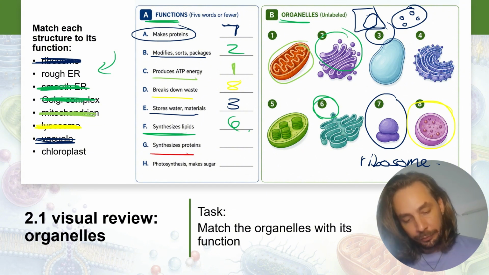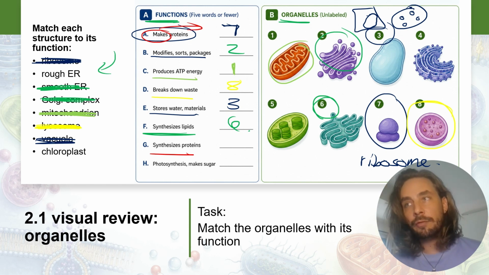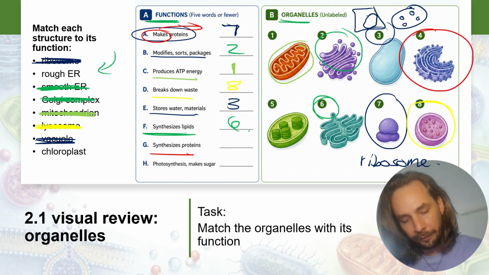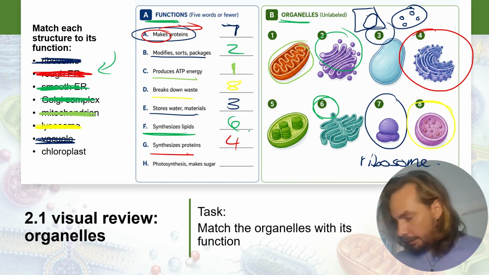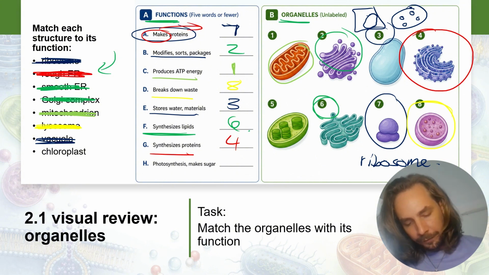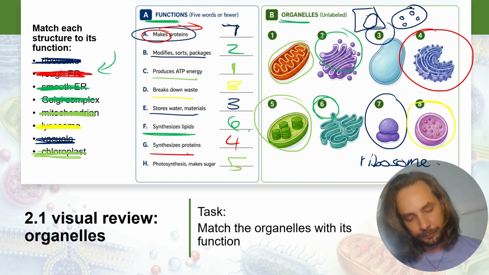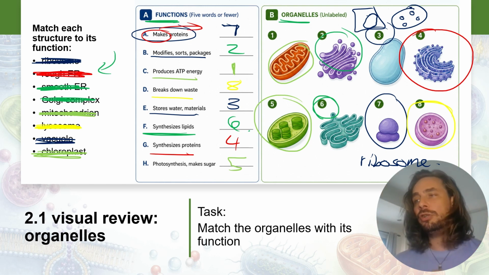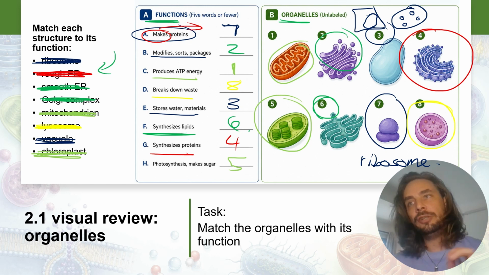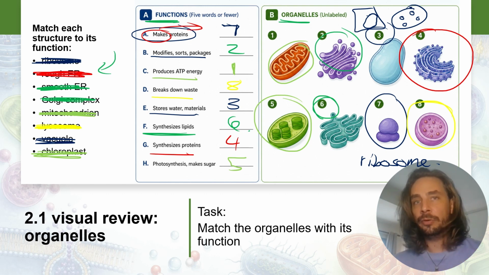Synthesizes proteins. The one that synthesizes, so remember, there's a difference between making proteins and synthesizing, which means that it's processing proteins, and that will be number 4, or the rough ER. And then if we look at photosynthesis and making sugar, that is our beautiful chloroplast over here, and number 5. And that is a very short function for each one of these organelles.